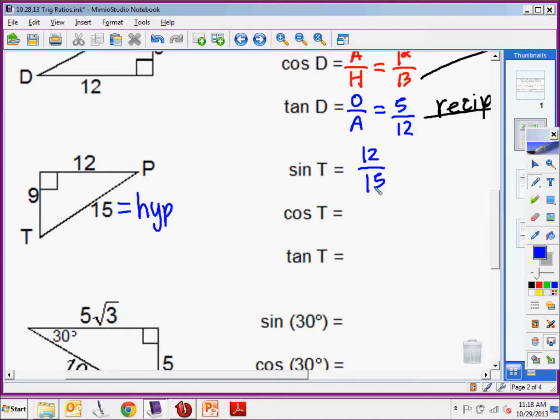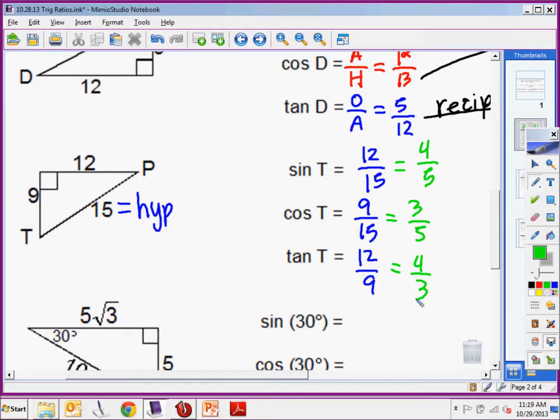Cosine of T is going to be 9 over 15, adjacent over hypotenuse. Tan of T is 12 over 9, because it's opposite over adjacent. Are these simplified fractions? No. They can be simplified, right? What is 12 over 15 reduced to? 4 over 5. What is 9 over 15 reduced to? 3 over 5. And what is 12 over 9 reduced to? 4 over 3.